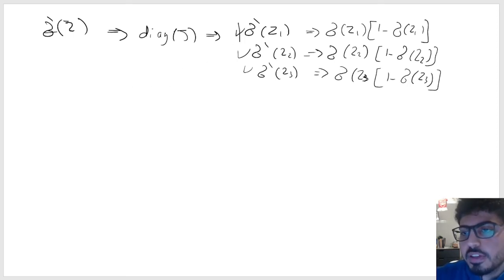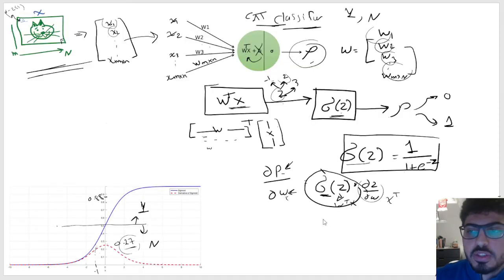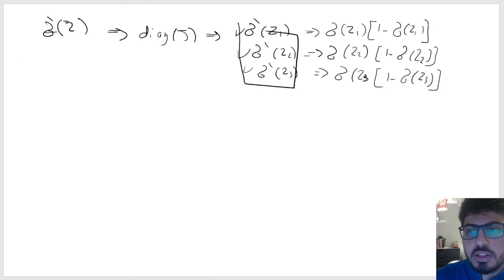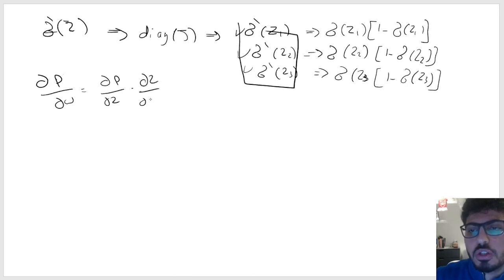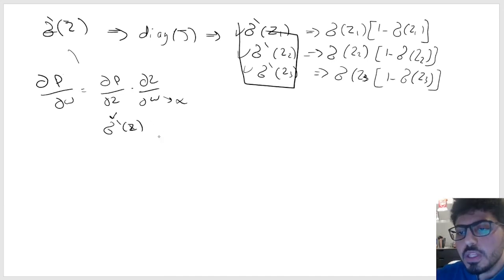Now, since we have only 3 values to compute, if we go back to our original slide, we will see that what we're trying to compute right now is how the output changes with respect to the weights. So let me write it down here. Partial P by partial W: how the predictions change for a change in the weights. We said that this is partial P by partial Z times partial Z by partial W. We said that this is X, and this is nothing but the vectorized derivative, the Jacobian. So let's do it first.